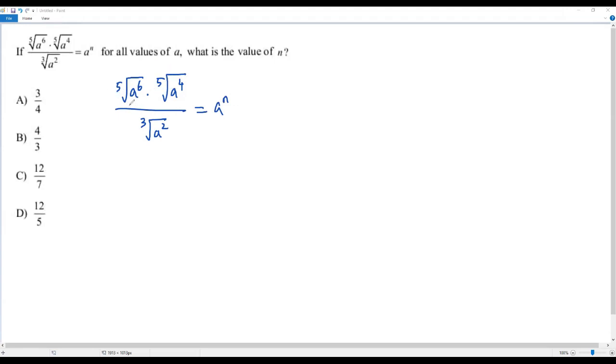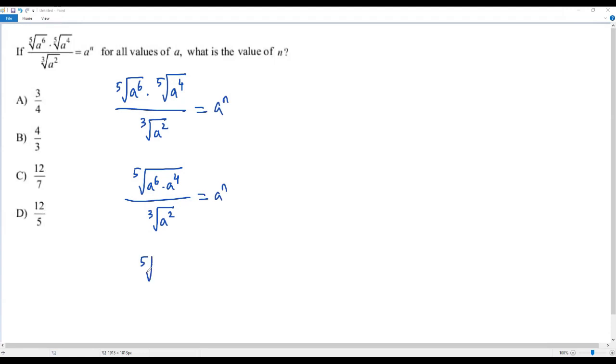So whenever two like radicals are multiplied, we can take the radical once and multiply the stuff inside the radical. That is, we can take the radical with index 5 once and multiply the stuff we have inside the radicals. That is a to the sixth power times a to the fourth power, divided by the cube root of a squared, equals a to the power of n. Inside the radical, two powers are multiplied with the same base, that is a. Whenever two powers are multiplied with the same base, we can take the base once and add the exponents. That is the product rule of exponents.